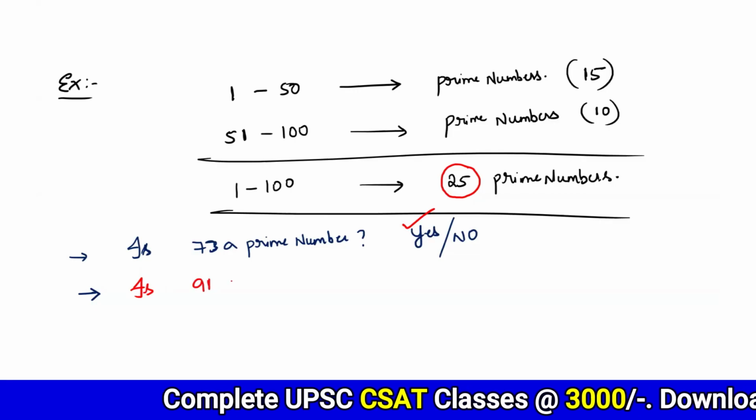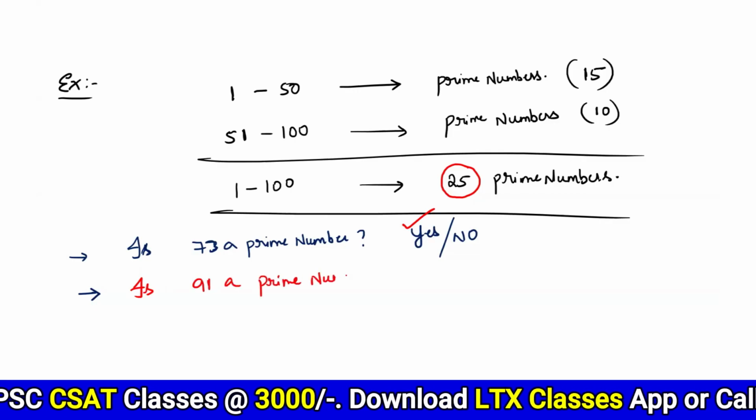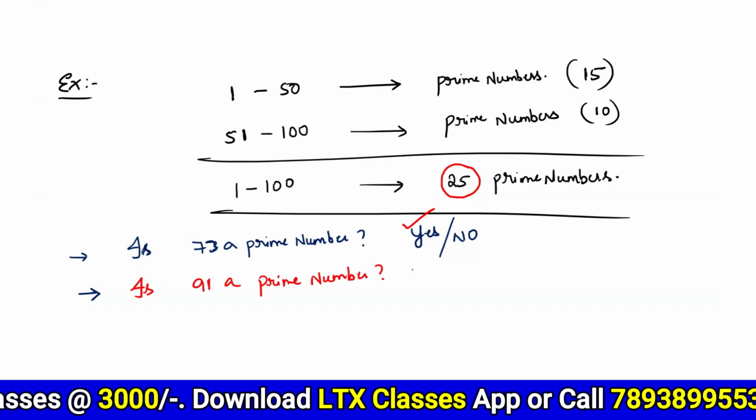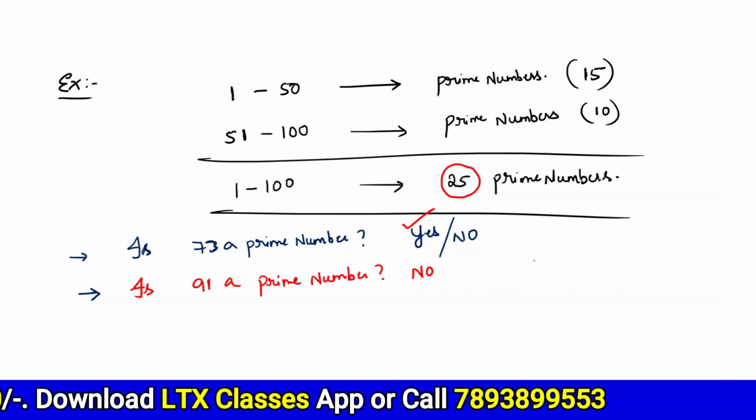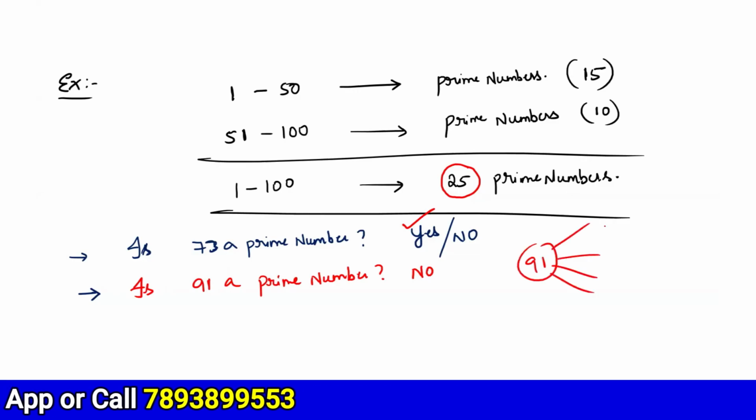Is 91 a prime number? No, sir. The reason is this number 91 will have more than 2 factors. What are they? Obviously 1 and 91. Next, 7.